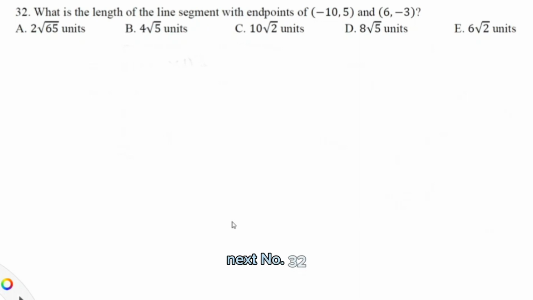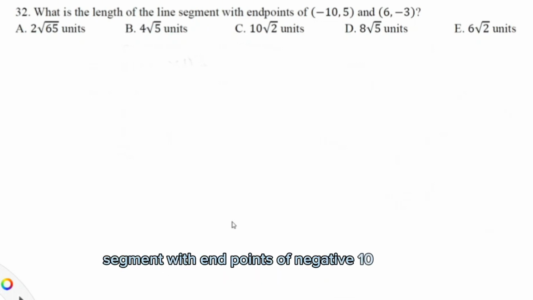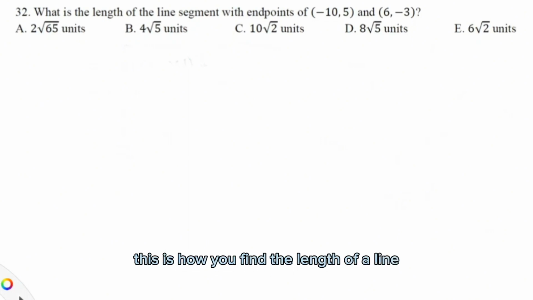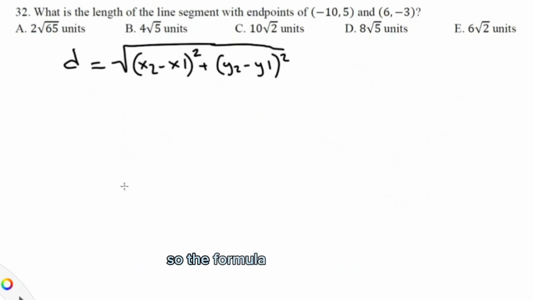Next, number 32. What is the length of the line segment with endpoints of -10, 5, and 6, -3? Alright, so there's a formula for this problem. This is called the distance formula. This is how you find the length of a line with the endpoints. So the formula for distance is the square root of x2 minus x1 squared plus y2 minus y1 squared.